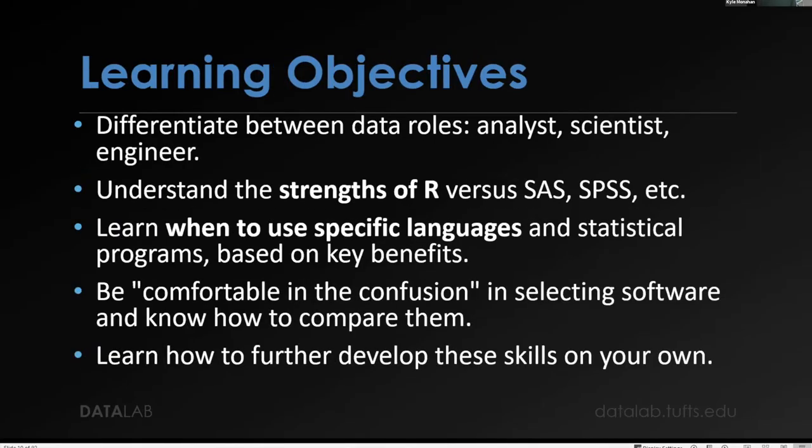So a couple learning objectives. I always like to have learning objectives for what we're going to achieve today, as well as goals. Our objectives are mainly to differentiate between data roles, analyst, scientist, and engineer, what these things mean. Understand the strengths of R versus programs like SAS, SPSS, et cetera, and understanding that each has its own benefit, right? And that when we want to use a language, we choose it because of its unique benefits. And also being a little comfortable in the confusion of selecting software and knowing a little bit about how we might compare them. And then finally, learning a bit more and hopefully enabling all of us to develop these skills on our own. That's probably one of my number one goals for today.